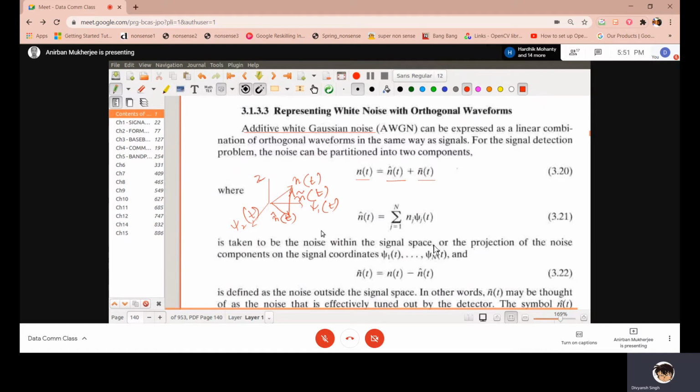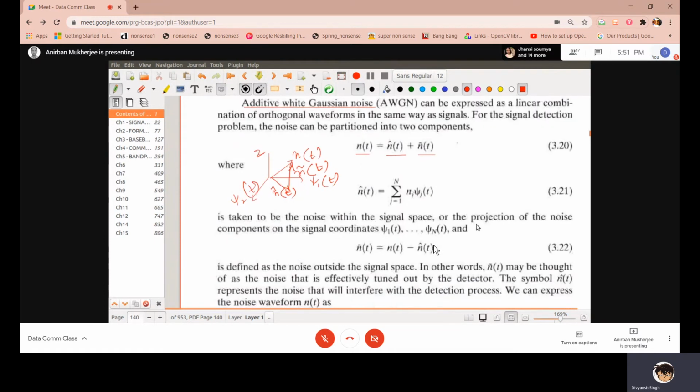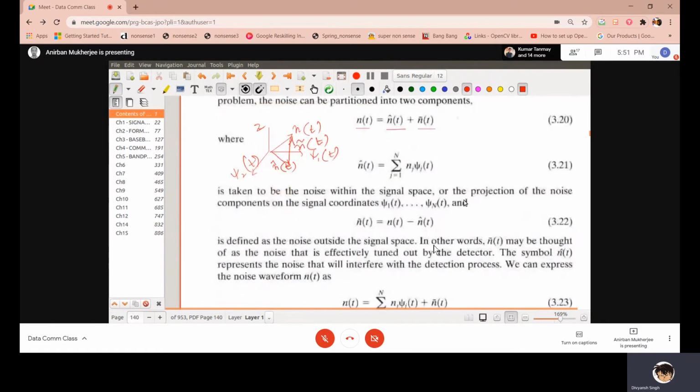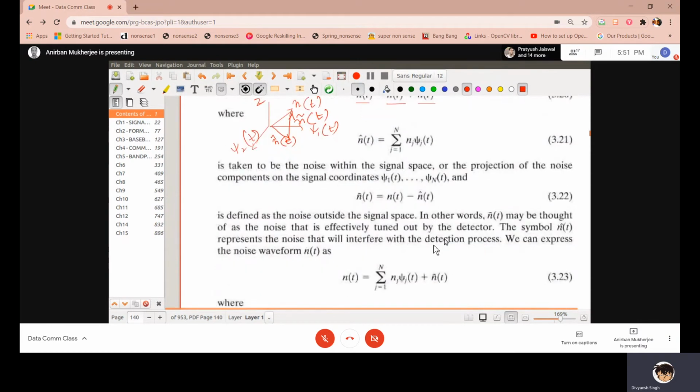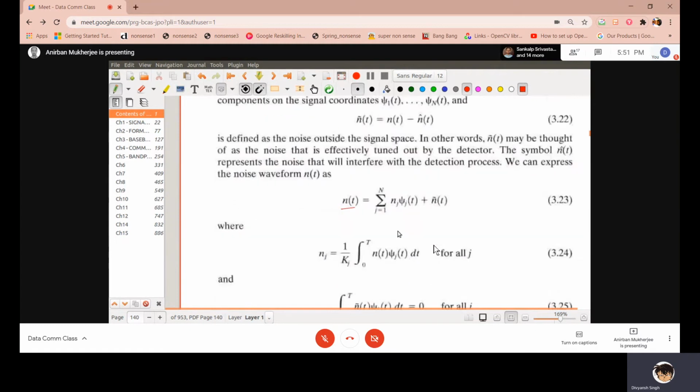So that N hat t, as it is lying in the signal space, Psi1 t and Psi2 t, you can represent as a linear combination of these. And this N tilde t that I told you is N t minus N hat t. So I can represent this N t as the sum of N j Psi j t, that is the signal component, and some N tilde t.